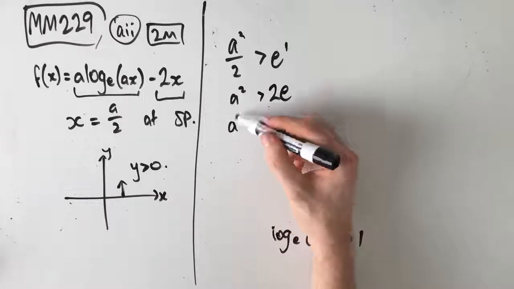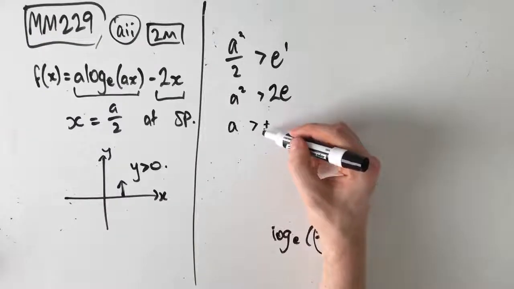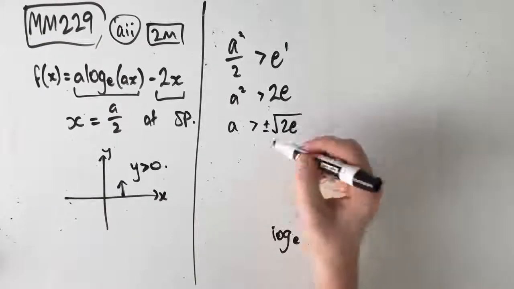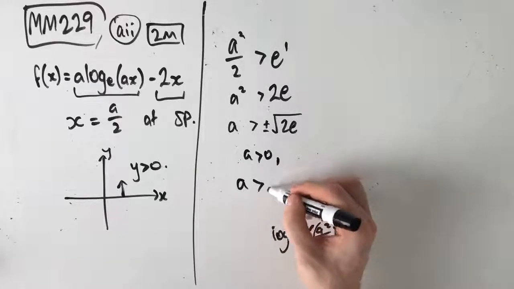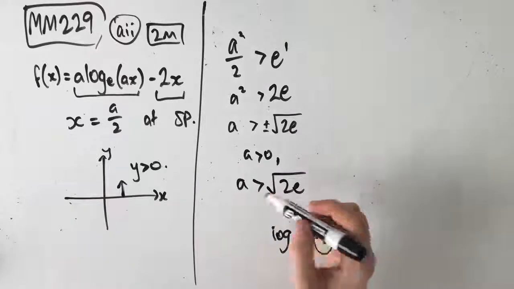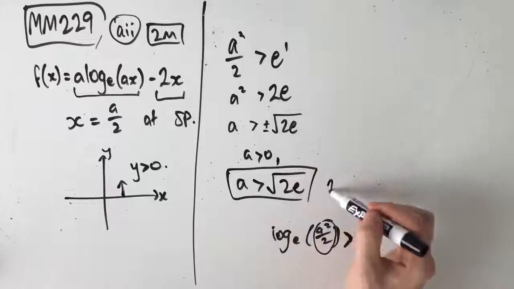Square root of both sides means that a is greater than plus or minus the square root of 2e. But since a has to be greater than 0, a is greater than positive root 2e. That is our second and final mark.